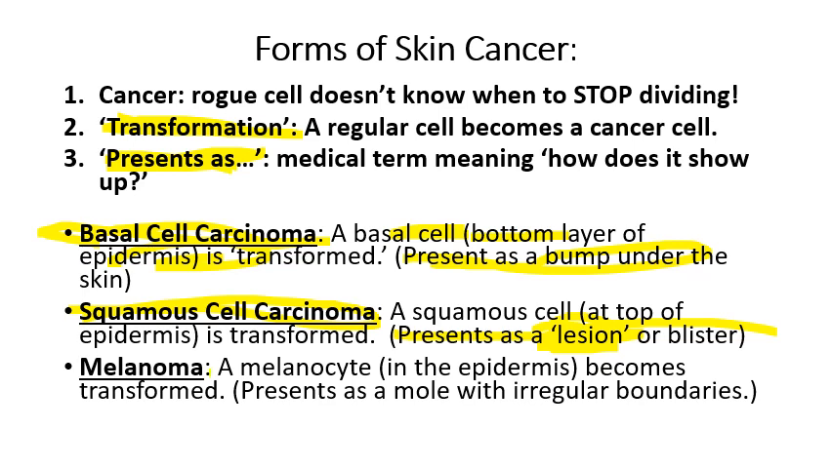Okay, melanoma, as you've probably guessed, is where you have a melanocyte transformed. A melanocyte becomes transformed in the top layer of the epidermis, right? And it presents as a mole with an irregular boundary. So a melanoma presents as a mole on the skin with an irregular boundary. Most moles have a round boundary, but if it's jagged, that could be a melanoma.